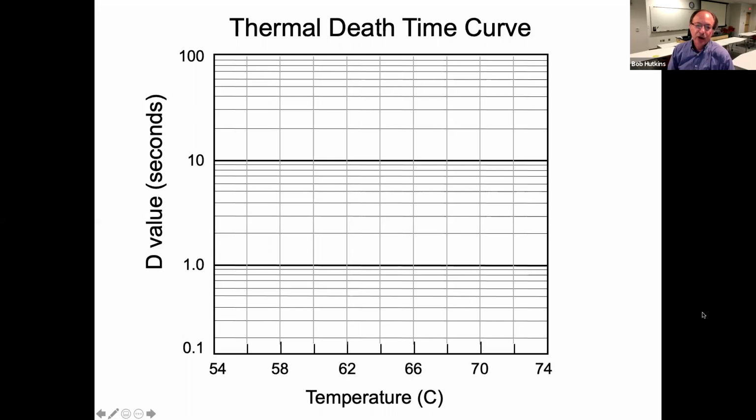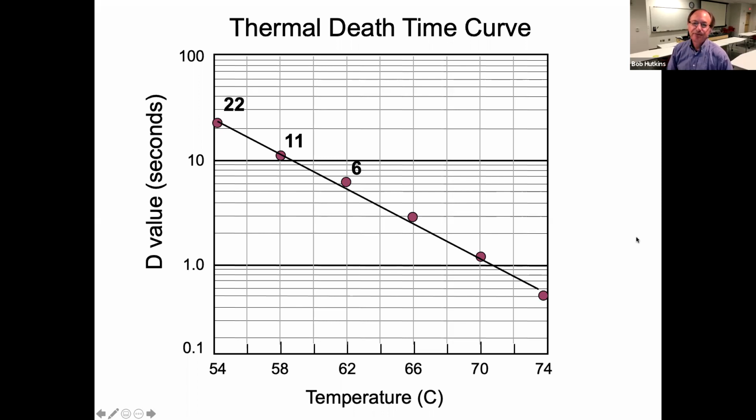And then we simply put all of our temperatures that we had done survival curves for. And now we just plot the points. D at 54 was 22, D at 58 was 11, D at 62 was 6. We plot all those points, and lo and behold, we get a thermal death time curve that's a straight line on semi-log paper. It's a straight line.